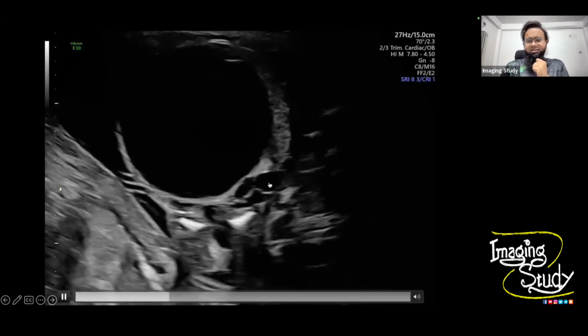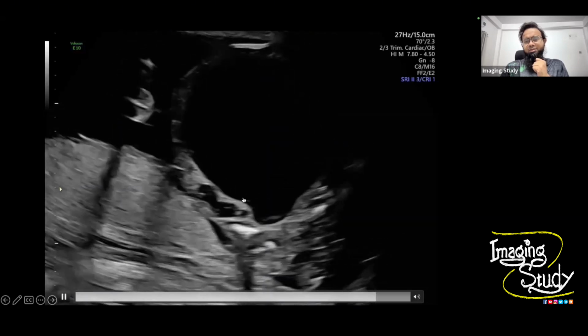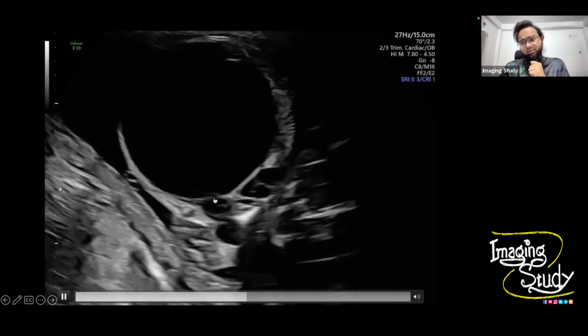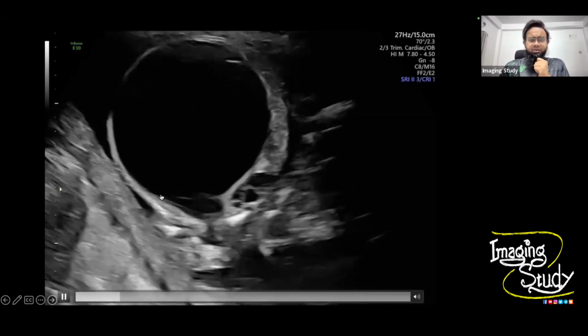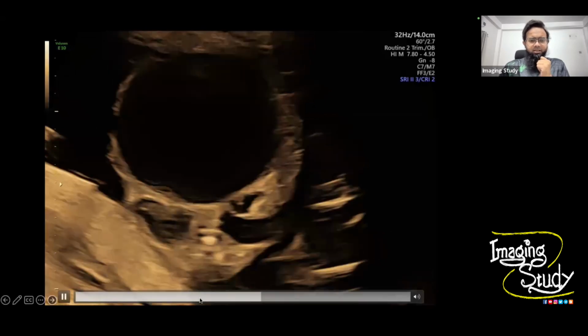No, this is not kidney. These are the ureters. Okay, so these are the distal ureters, some tortuous tubular structures. These are the dilated ureters on both sides. These are the kidneys. Now you see, this is the kidney, and these are the ureters. So let me freeze the image a little bit.